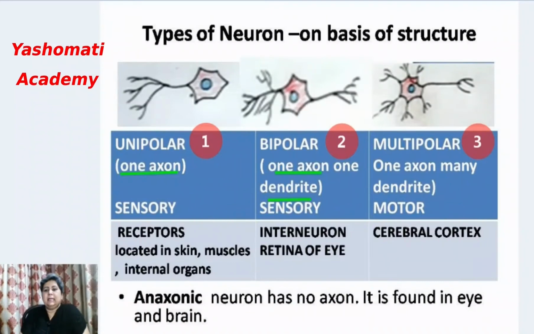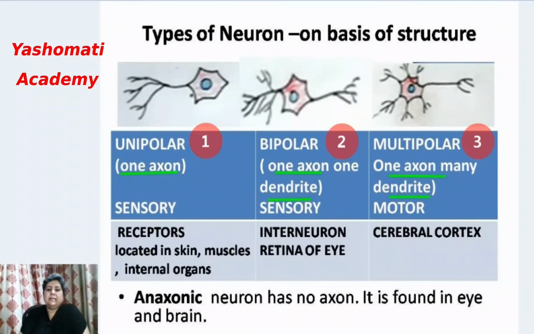And similarly, there can be multipolar. Multipolar means it has one axon and many dendrites. This also we have understood, that the maximum number of axons which can be present on a neuron is 1. So it has only one axon and the number of dendrites may be many. We know that the number of dendrites which can be present on a cell body or soma can be maximum up to 5 to 7. So that means these neurons are forming so many different synapses.